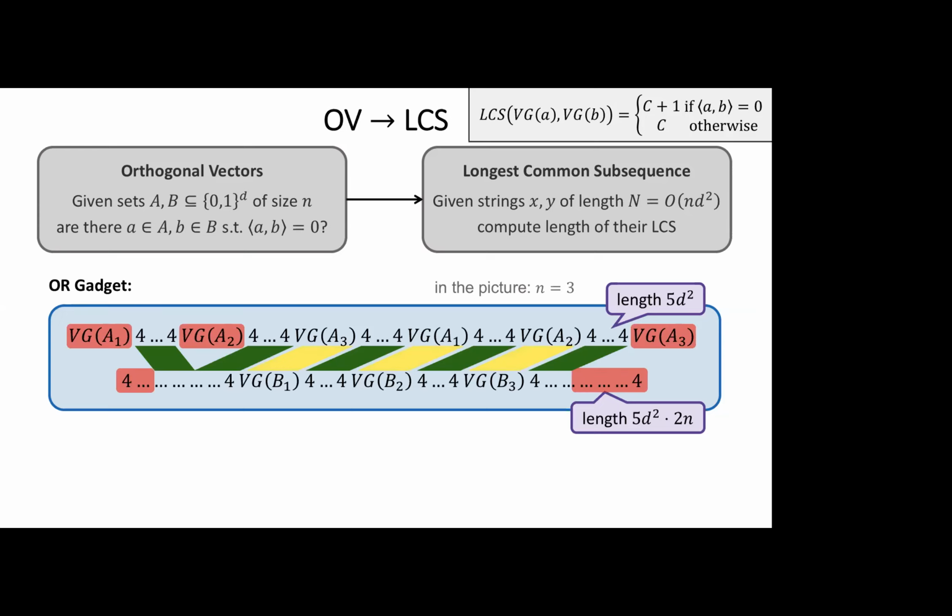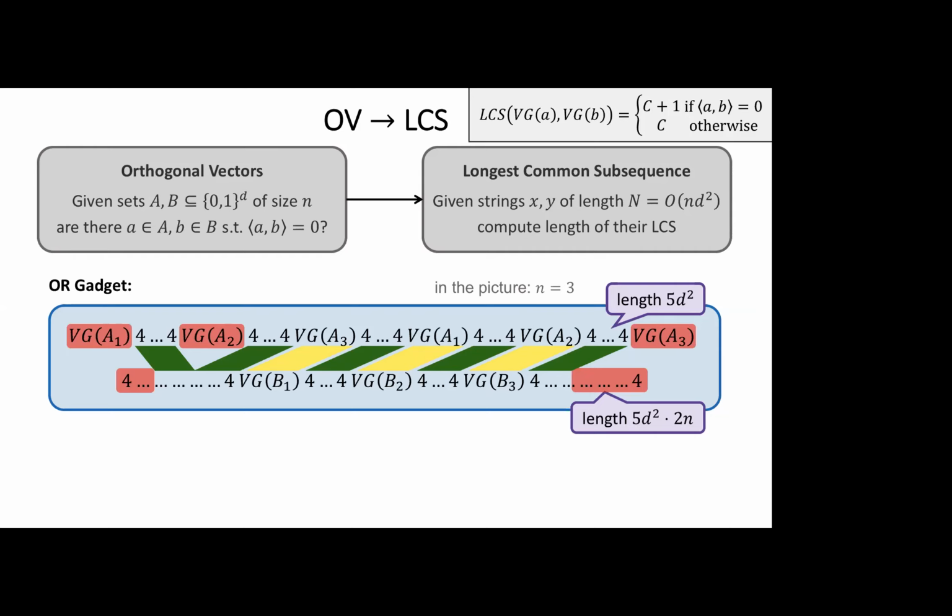So first of all, in one direction, we have to construct a long common subsequence, right? If there exists an orthogonal pair, we want to show that the longest common subsequence is long. So how do we construct a long common subsequence?